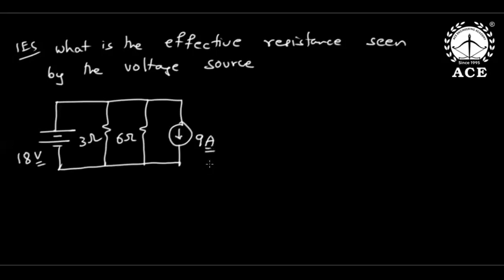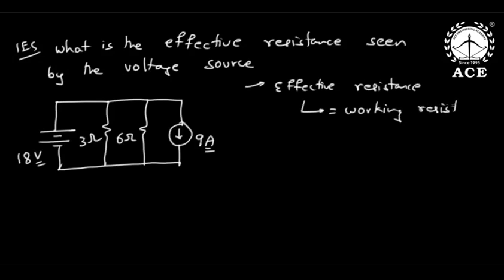Now here effective resistance is different, sir. See, what is effective resistance? Effective resistance is working resistance. Please understand, effective resistance is the resistance offered by the network to the source under working condition.